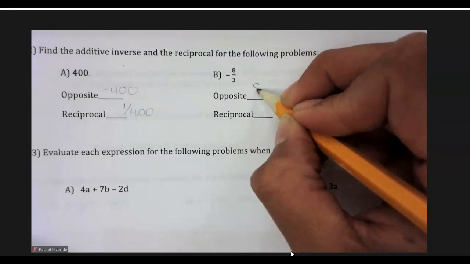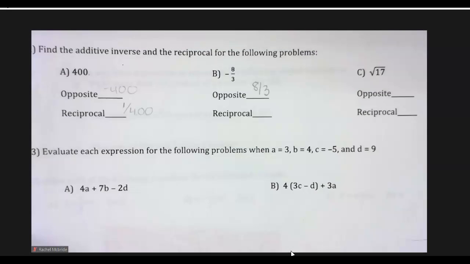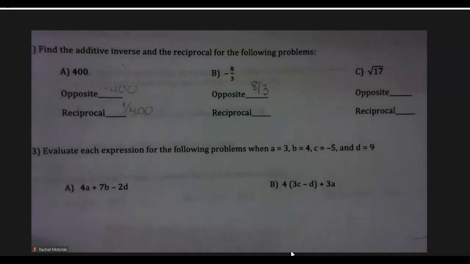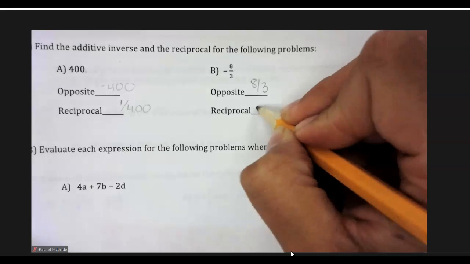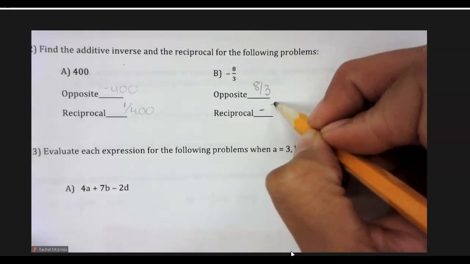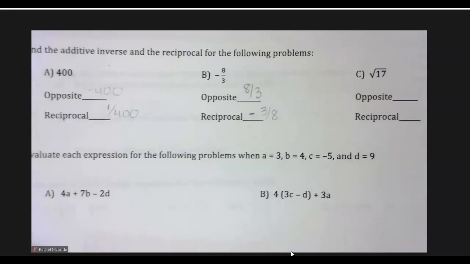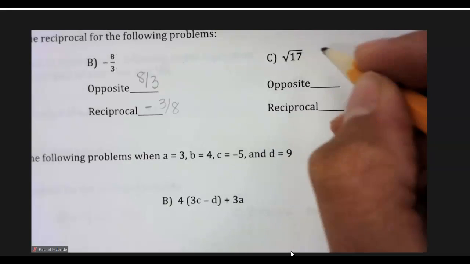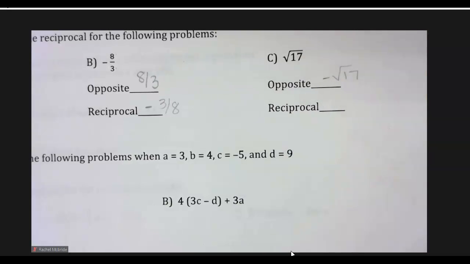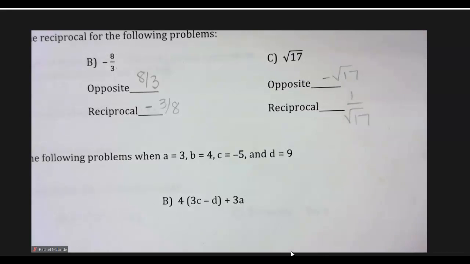So if it's negative 8/3, my opposite is positive 8/3. And then your reciprocal is the same sign, so negative, but flip your fraction. In 17, it doesn't matter that it is a square root. The opposite is negative the square root. The reciprocal is 1 over the square root.